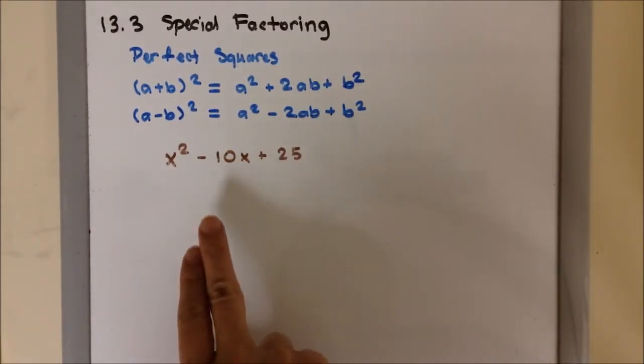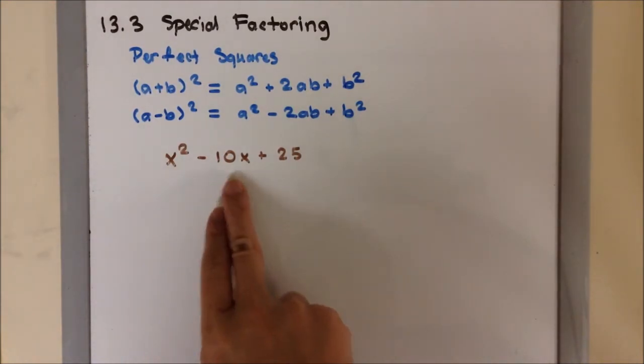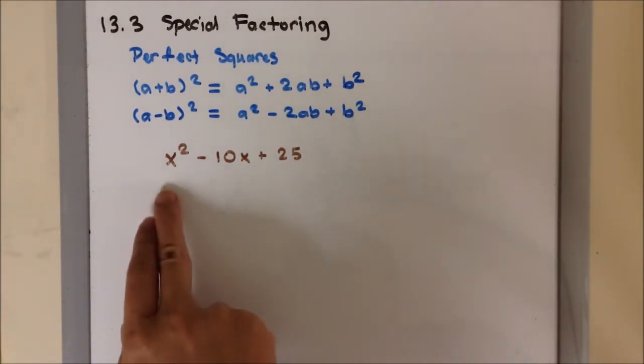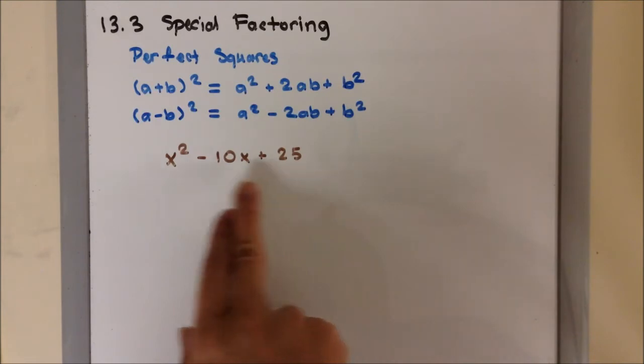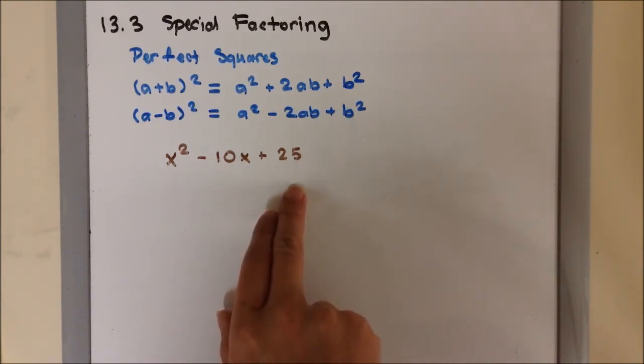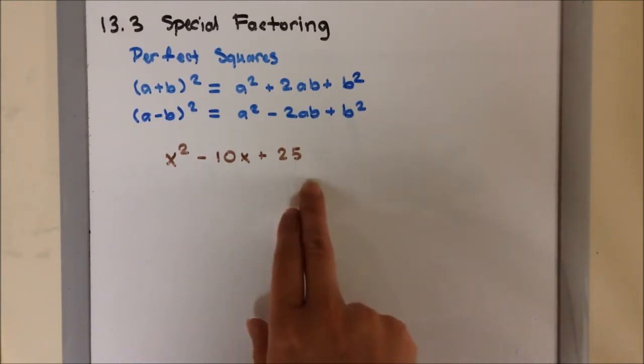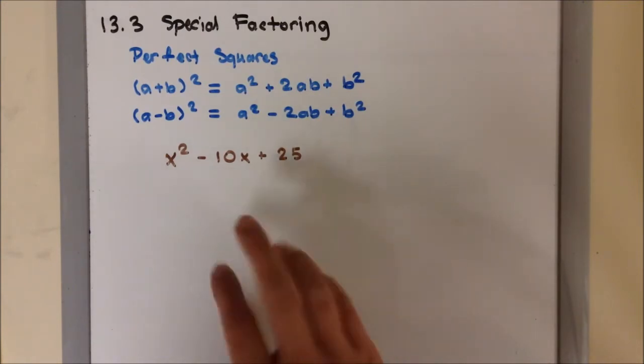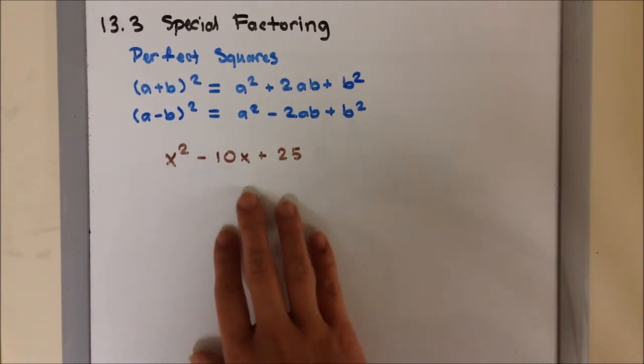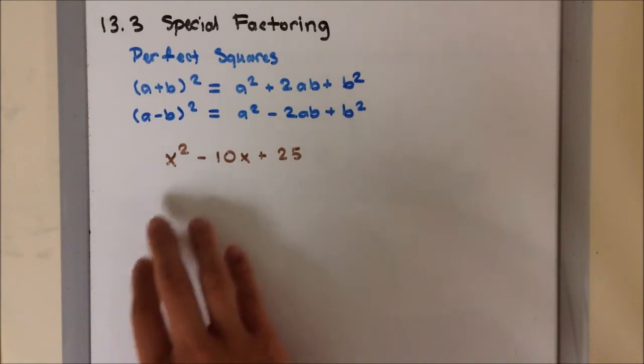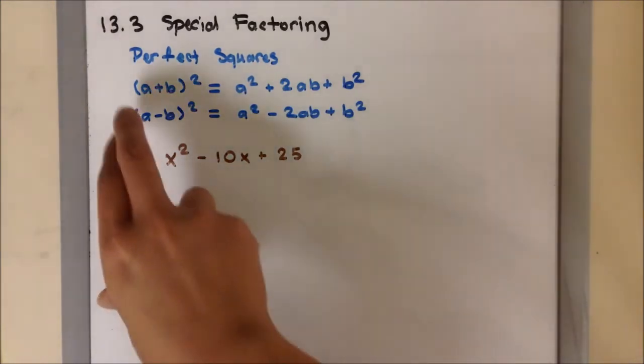In this first example, we have x squared minus 10x plus 25. This is a trinomial, and since it is a trinomial, you can use the method from the previous section on factoring this, and it will work. You can try it, but here we're going to talk about a different method for perfect squares.